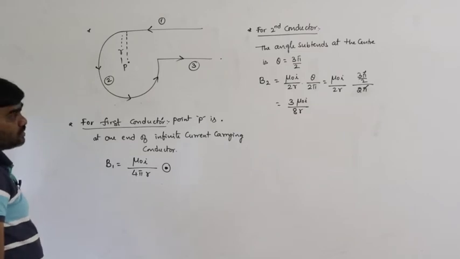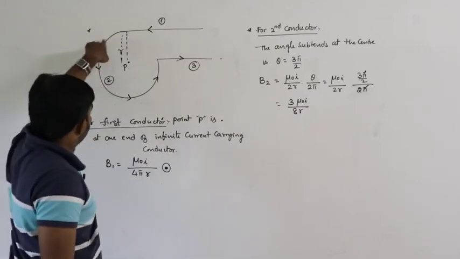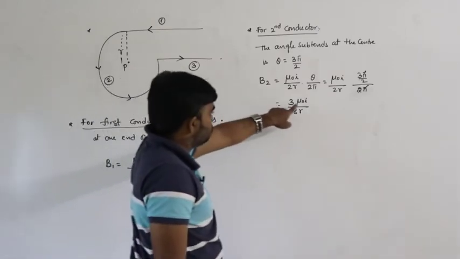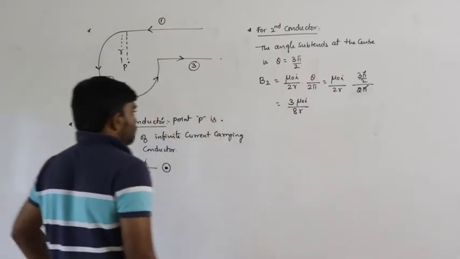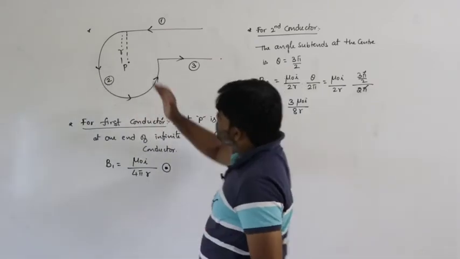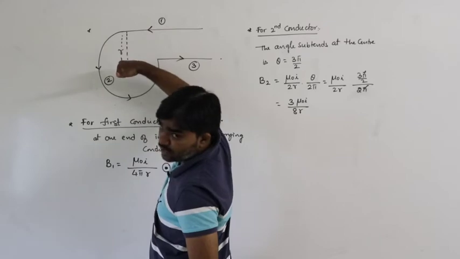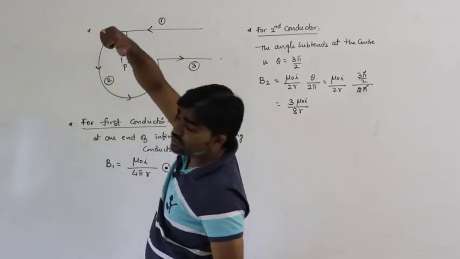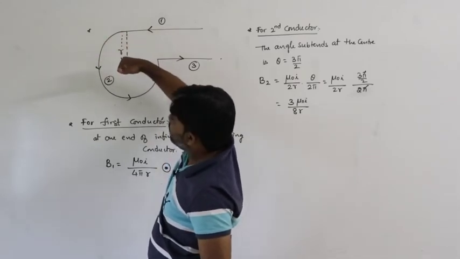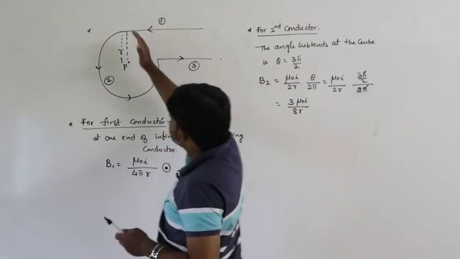What is the direction? This is the magnetic field due to this shape, up to here, the 3/4 of the circle. So that is 3 mu naught I by 8r. Then what is the direction? Here the curling of the fingers indicates the direction of the current, and the thumb indicates the direction of the magnetic field. So now the thumb indicates, what is the direction? Outwards.